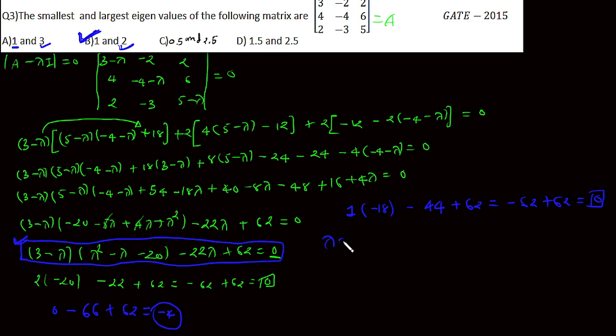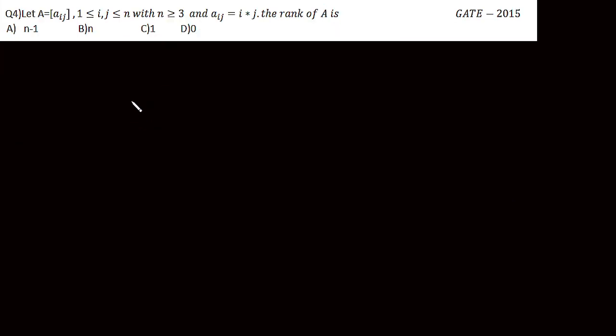So lambda equal 1 and lambda equal to 2 are eigenvalues of this matrix. So option B is the correct one. Okay, now let's solve question number 4.